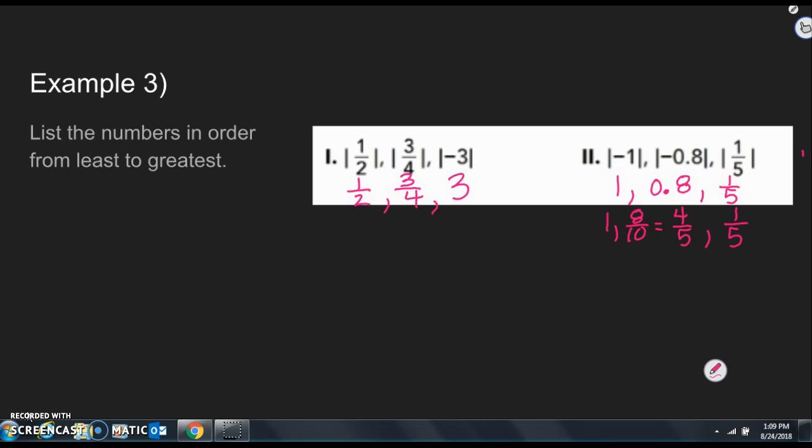So in order from least to greatest, it would be the absolute value of 1/5, because that's the smallest number. Next we have the absolute value of negative 8/10, because 4/5 is greater than 1/5. And finally, the absolute value of negative 1 is 1. So in order from least to greatest, the absolute values of 1/5, negative 8/10, and negative 1.